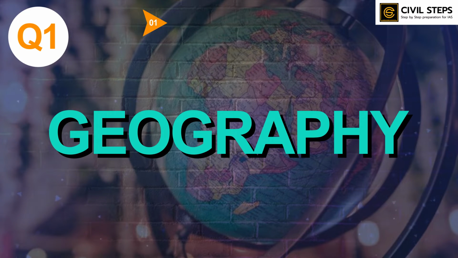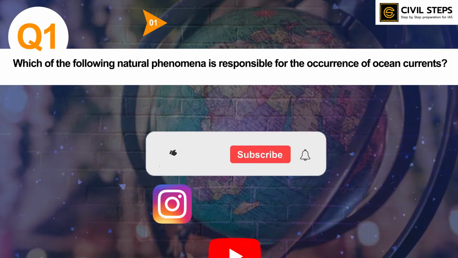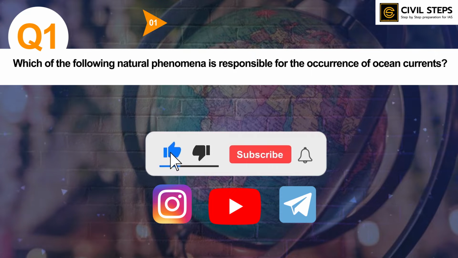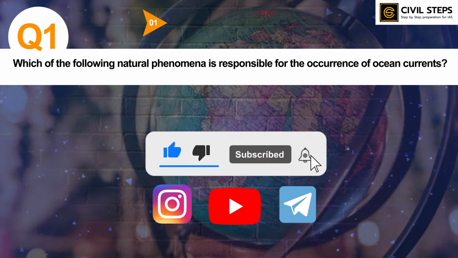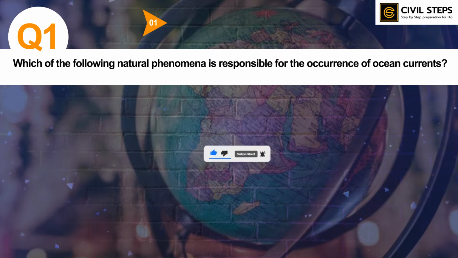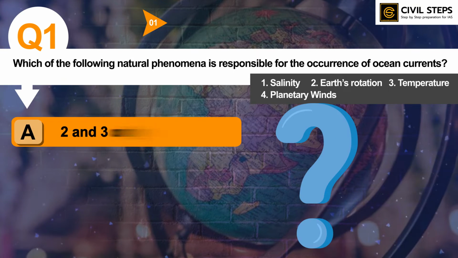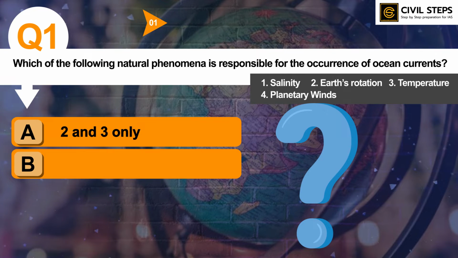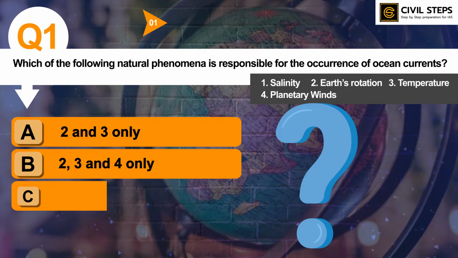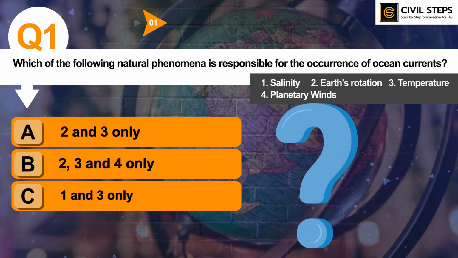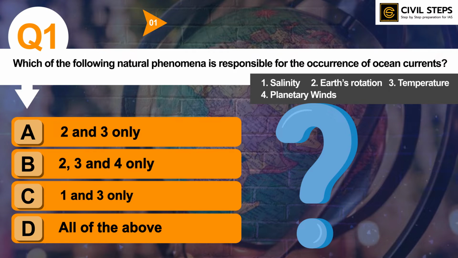So the first question is, which of the following natural phenomena is responsible for the occurrence of ocean currents? First, salinity; second, Earth's rotation; third, temperature; fourth, planetary winds. So select the correct code. Option A, 2 and 3 only; option B, 2, 3 and 4 only; option C, 1 and 3 only; option D, all of the above. So you can write your answer in the comment section.